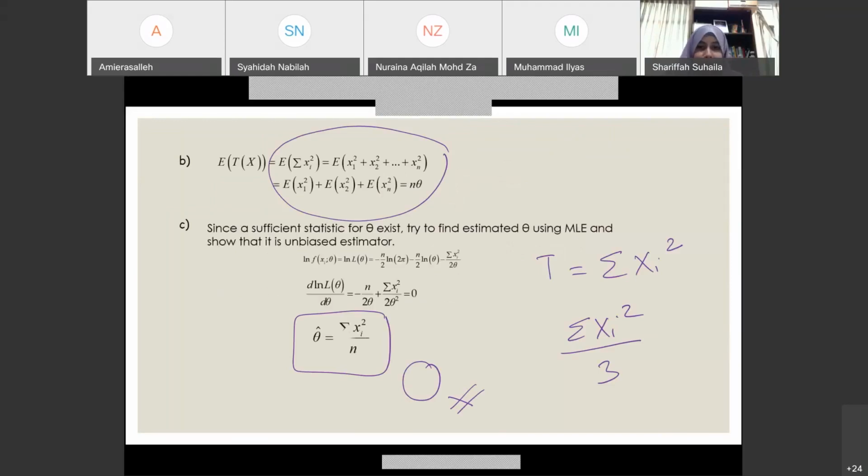Kita tengok yang part C tu. Okay, part C, you want to find your theta hat using MLE. So again, we already have your likelihood function, so just differentiate. So theta hat is summation xi square over n.